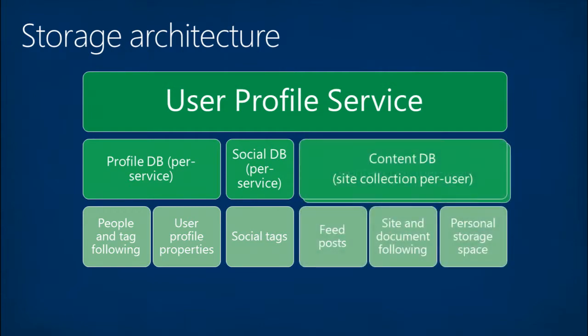The final storage location we use is the content database. We still have the model where each user has their own site collection that we call the personal site. And within this personal site, there's a lot more data now. This personal site is still the place that stores your personal document storage, what we now call SkyDrive Pro. It also stores information about the sites and documents you follow, these new followable entities we've created this release. And finally, it stores all of your public feed posts. So when you write a post to the feed, that data actually gets stored on your personal site in a SharePoint list.